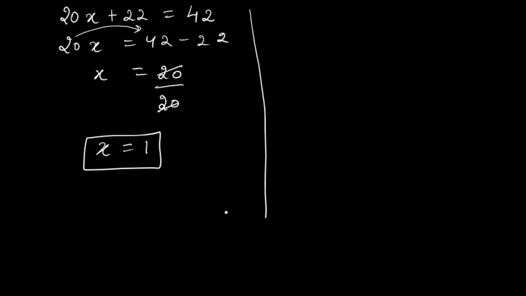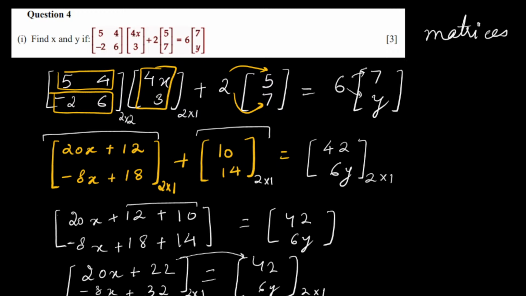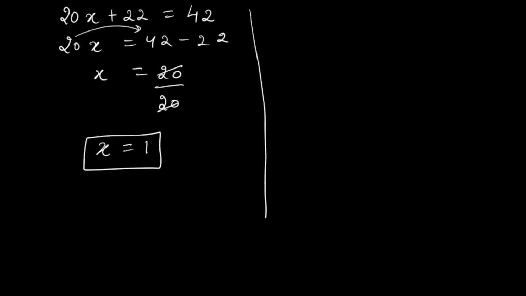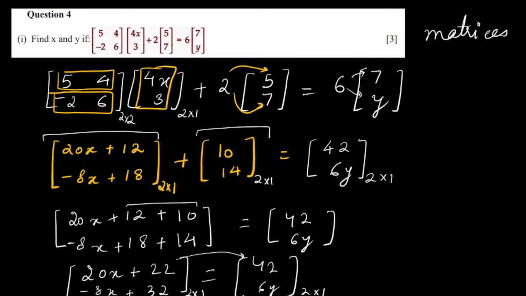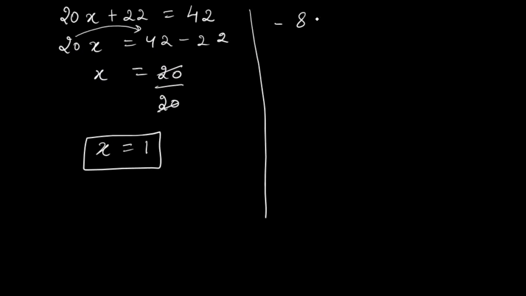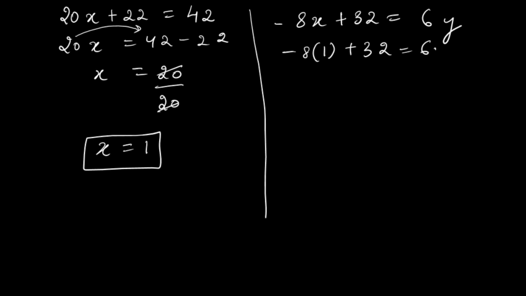Now same way we'll find the value of y by comparing the second element. The second element is minus 8x plus 32, so minus 8x plus 32 is equal to 6y. Okay, so Jayashree has given the answer x is equal to 1, y is equal to 4. Let's see. Minus 8x. Now the x value we have already found, so we can just substitute here. We have found the value of x as 1. We can substitute here. So minus 8 into 1 plus 32 is equal to 6y.